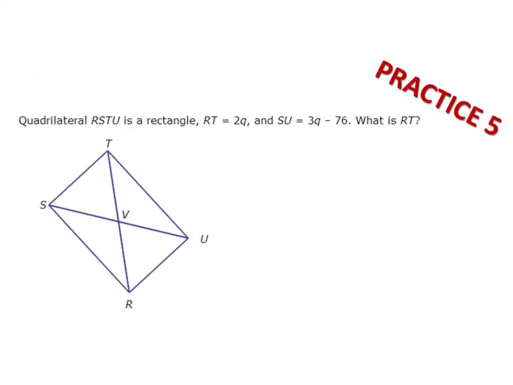Practice problem 5. Quadrilateral RSTU is a rectangle. The length of RT is 2Q. The length of SU is 3Q minus 76. What is the length of RT? Again, you need to be careful. They want to know the length of RT. You need to find the value of Q, and once you find the value of Q, you multiply it times 2 so you can find out the length of RT.